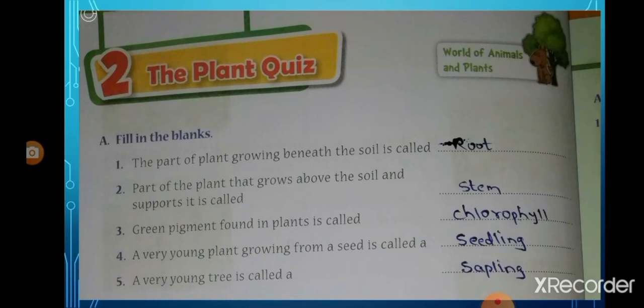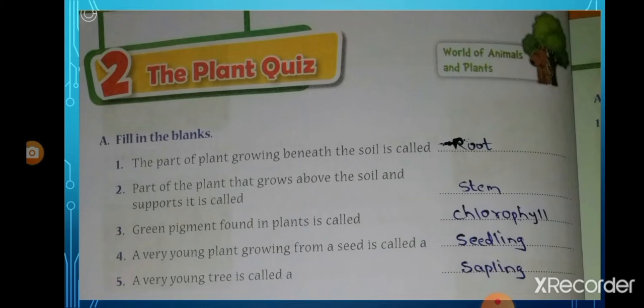The first question is, the part of the plant growing beneath the soil is called root. What is it called? Root. So the first answer is root. Now the second question: the part of the plant that grows above the soil and supports it is called stem. What is it called? Stem.